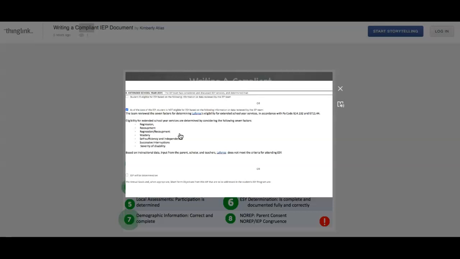If a student is not eligible, just use the language provided. It's actually in a drop-down menu, or you can just copy and paste it from whatever document you're working from. But it must be uniform, and it must address all of the areas that we addressed in the language that we are using. Please do not check the box that says ESY will be determined at a later date.